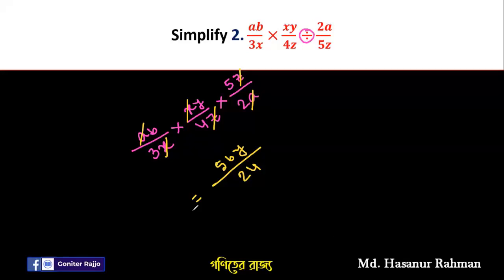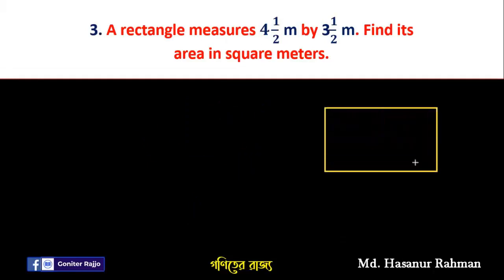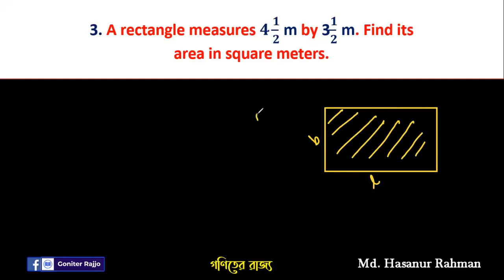Now number 3. Number 3 says a rectangle measures 4 whole 1 by 2 meter by 3 whole 1 by 2 meter. Find its area in square meter. We know that if this one is a rectangle, that means this will be length, this will be breadth. Then area will be the inside part. This part will be called area. And we know that area of a rectangle will be length multiplied by breadth. By using this formula, we can easily solve this one.